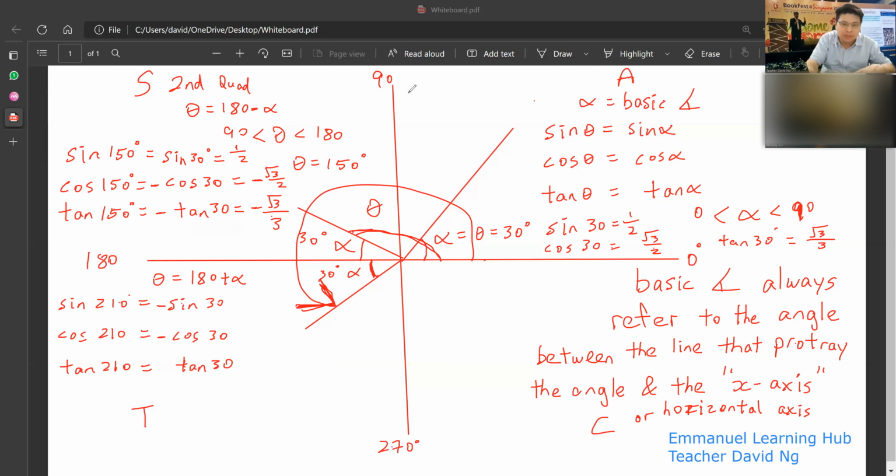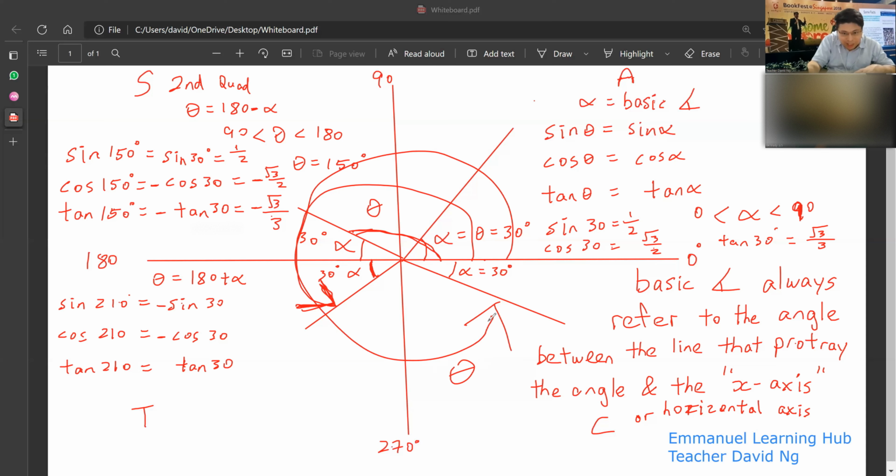Then the last quadrant will be this one here, so this is my alpha. Based on the definition, alpha is the angle between the line that you draw to portray the angle for theta and the horizontal axis. Can you see my theta? Theta is almost one full round already. In this case, my theta will be 330, correct or not? I'm going to erase this definition for basic angle because I need the space here.